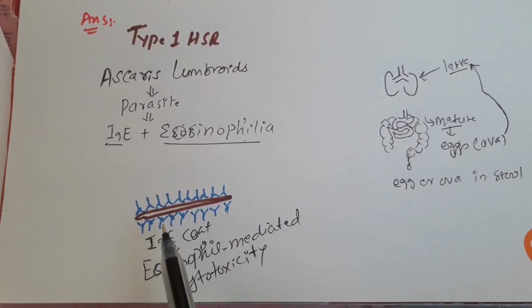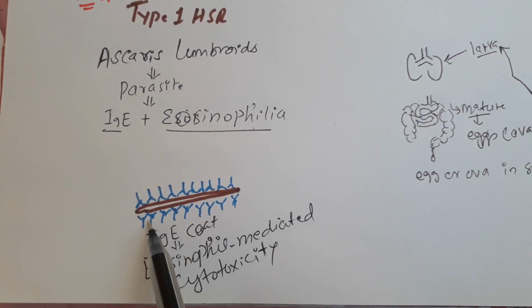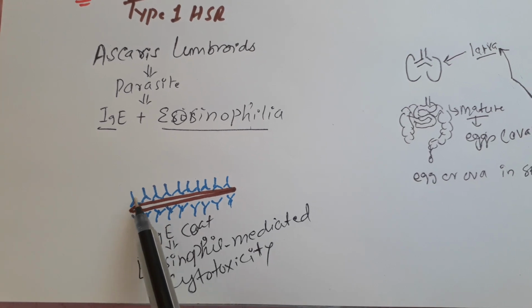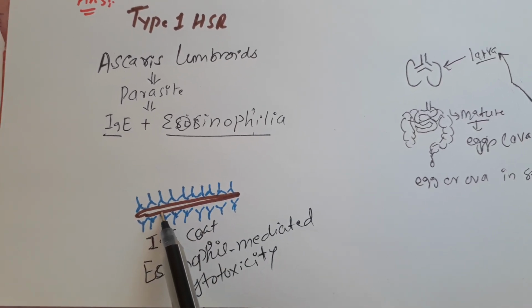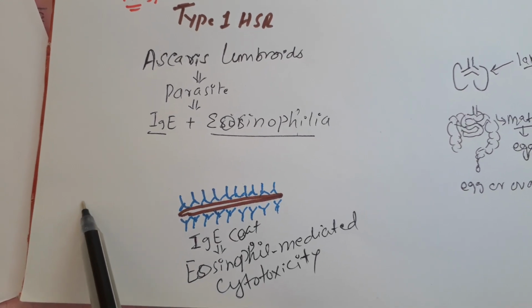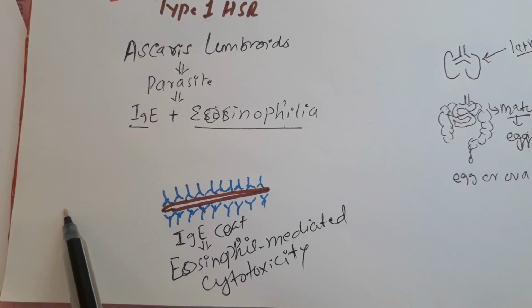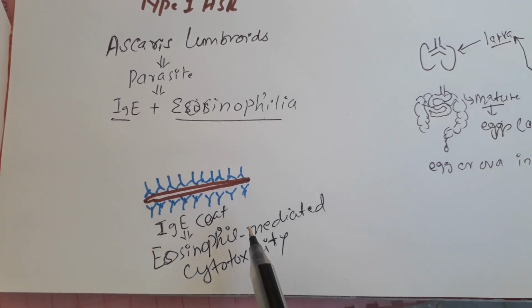Now you see this is any parasite. This parasite is going to be coated by IgE. There will be a thin layer of IgE coat around this parasite. But this IgE can also coat the basophils and mast cells, which will lead to basophil and mast cell degranulation, that will lead to type 1 hypersensitivity reaction.